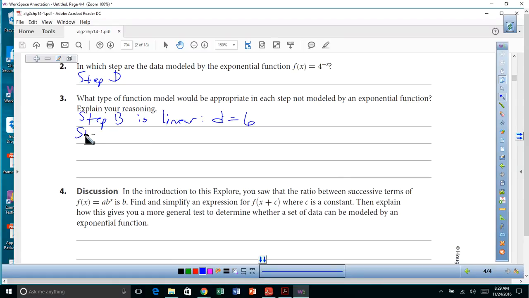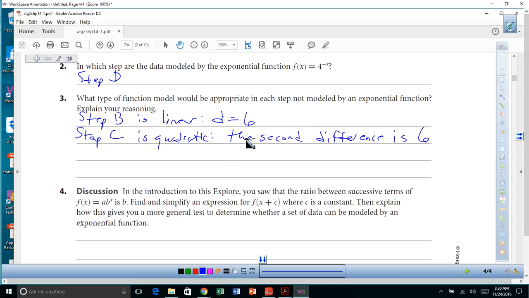Step C is quadratic. And that's because the second difference is 6, okay, because the second difference is 6.